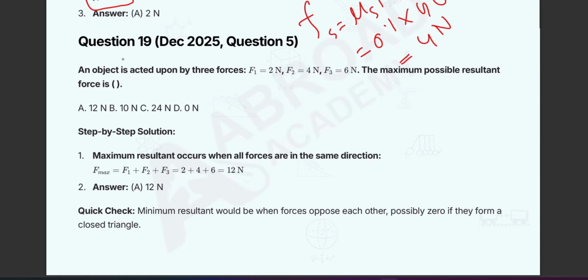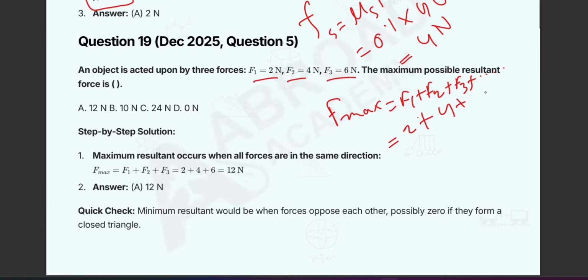And here is another question. An object is acted upon by 3 forces, F1, F2 and F3, which are 2, 4 and 6. The maximum possible resultant force? So we know the resultant force formula: F max is equal to F1 plus F2 plus F3. So F1 is 2, plus F2 is 4, and F3 is 6, so it will be 12 Newton. So the answer will be 12 Newton, which is option A.